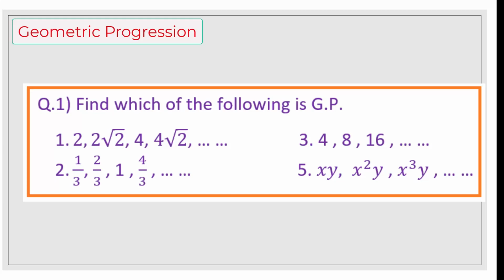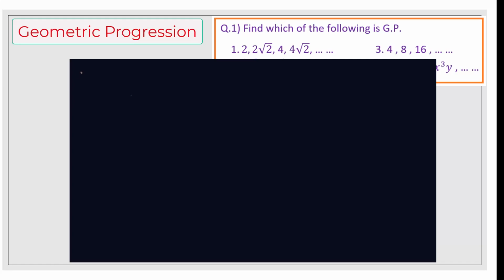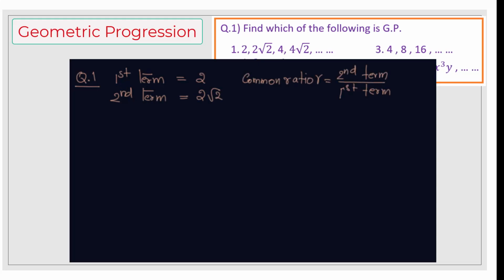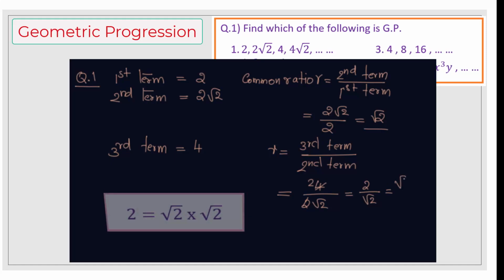If we take two consecutive terms of the given sequence and find their ratio, it should give the same value for all such pairs. So let's take first and second terms. First term is 2 and second term is 2 root 2. So second by first is root 2. Third by second is again root 2, because third term is 4 and second term is 2 root 2.